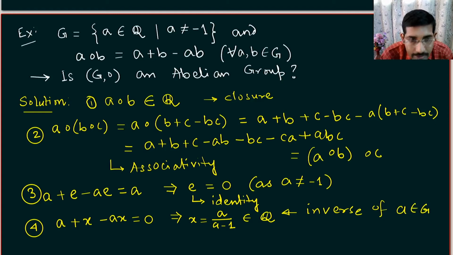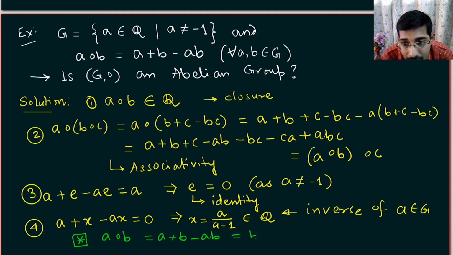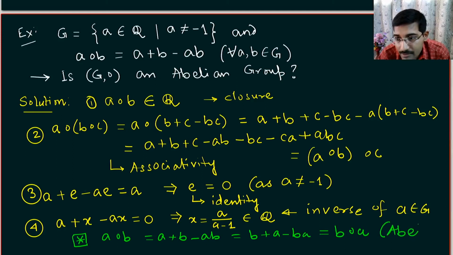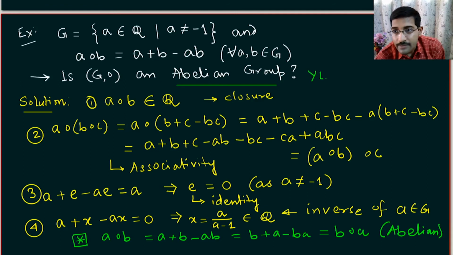Now the final one is about proving the abelian property. So just check what A∘B means. This is the final one, the abelian one. A∘B is equal to A plus B minus AB, which is B plus A minus BA, the same thing, which is B∘A. So this gives me abelian. So this is how we prove that something is an abelian group. Okay, so the answer is yes. I hope you all have done along with me as well.